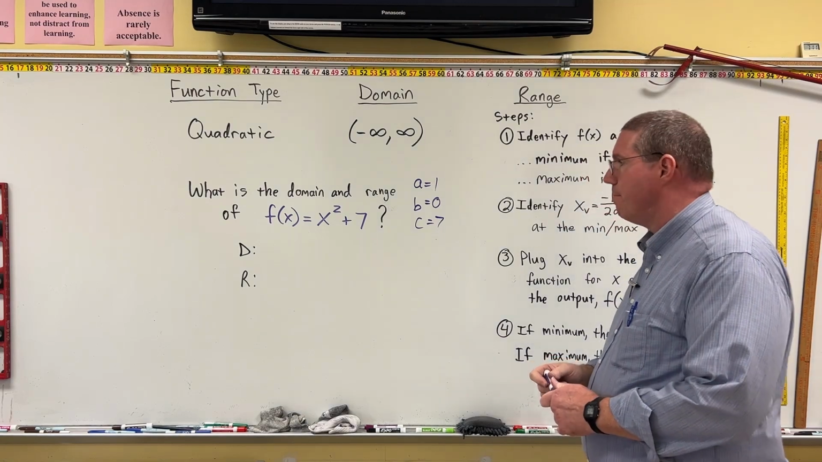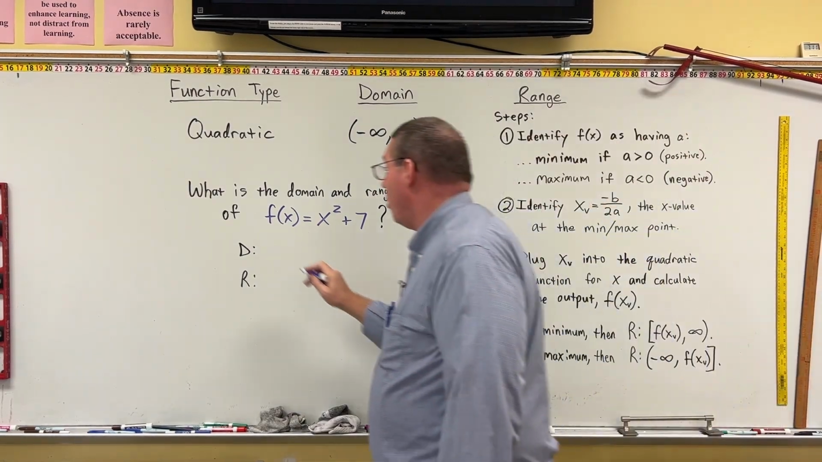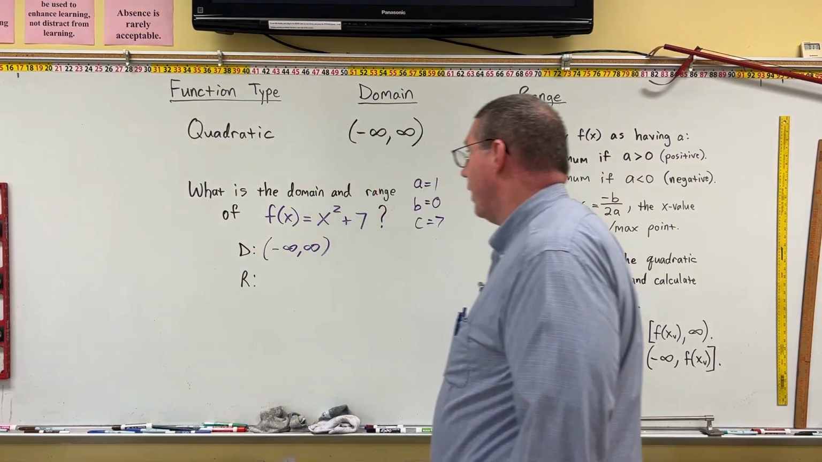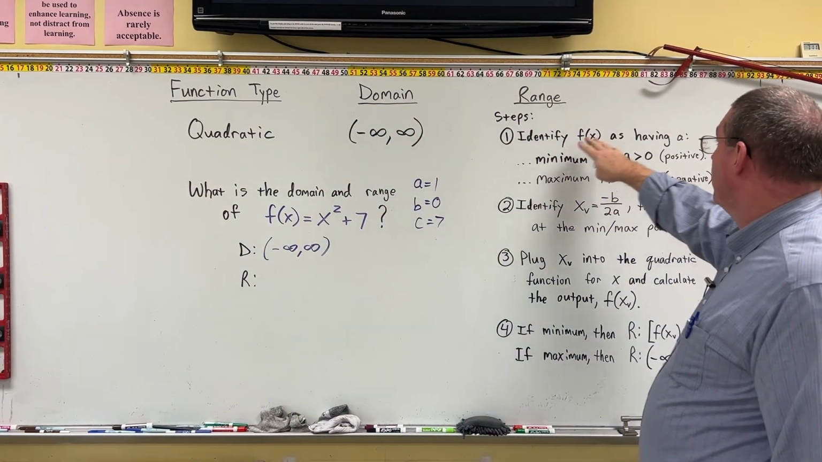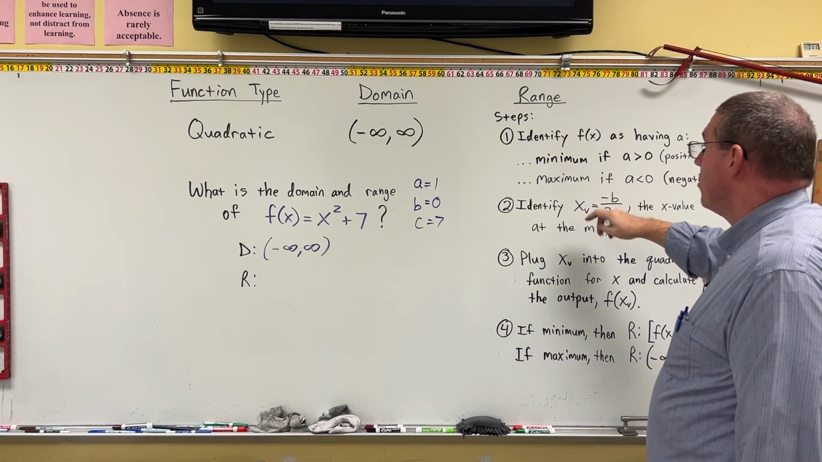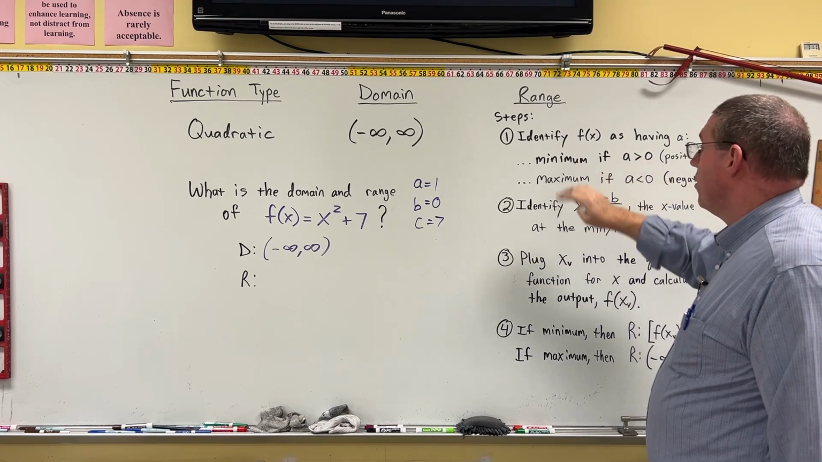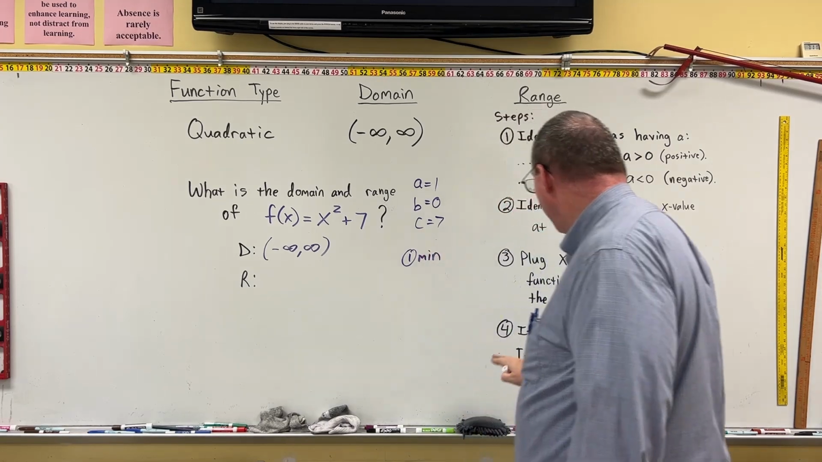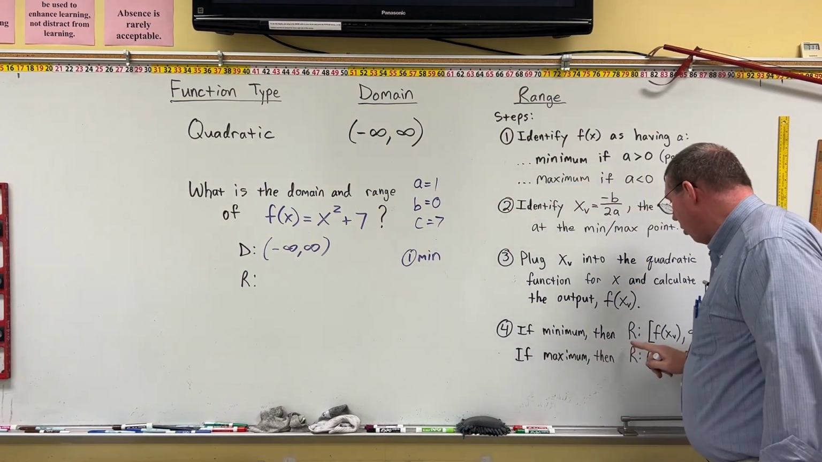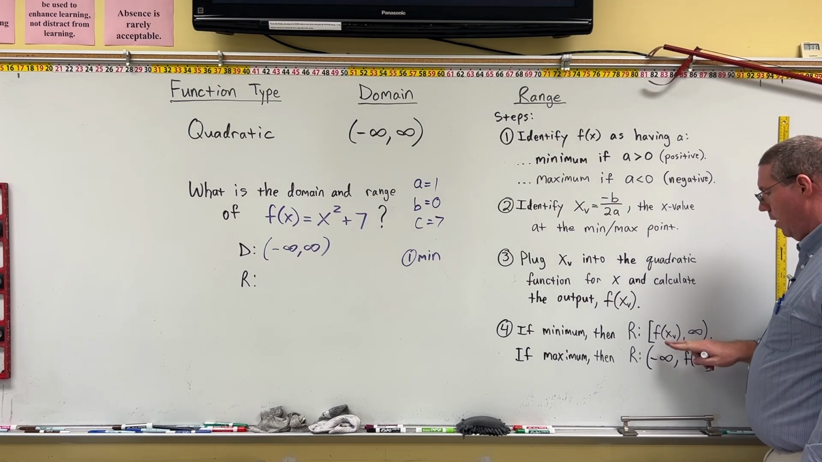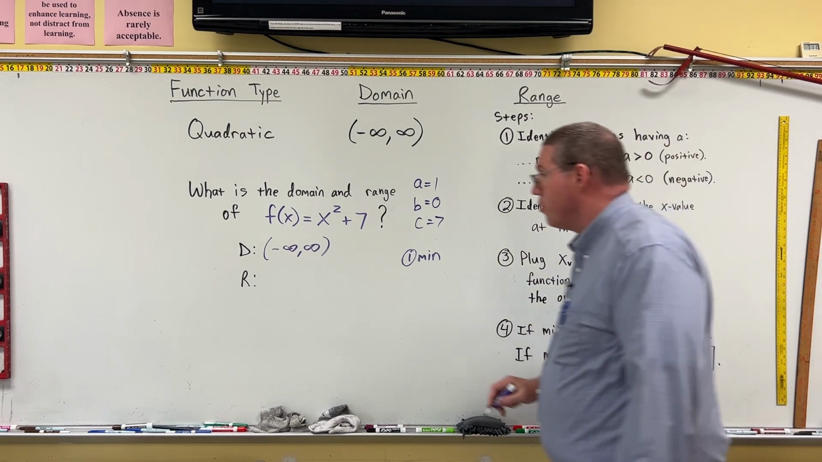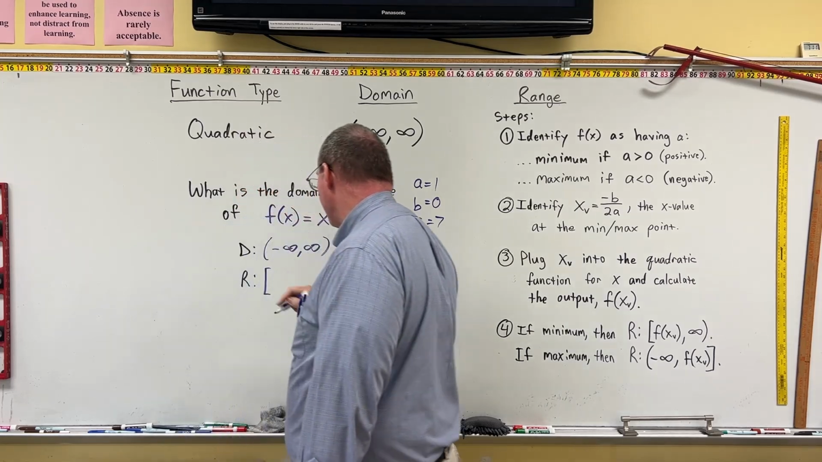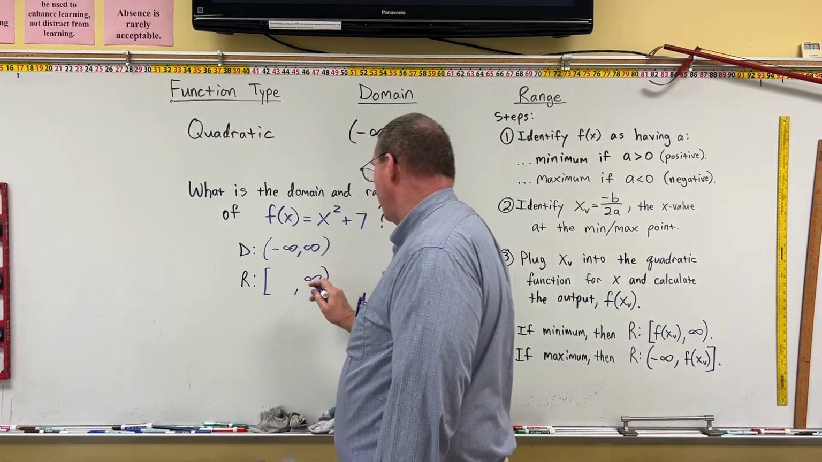C is positive 7. So we know that the domain of all quadratic functions is negative infinity to positive infinity, so now we just need to get the range. It says identify this function as having a minimum or a maximum. Well, since a is a positive number, we know that this one has a minimum. Right? So step 1, we know this one's going to have a minimum point. And down here, step 4, that means that our range is going to be bracket, number, comma, infinity. So we know that our range right now is going to be bracket, we're going to leave some space for a number, and it's going to go up to infinity. So we're almost done.